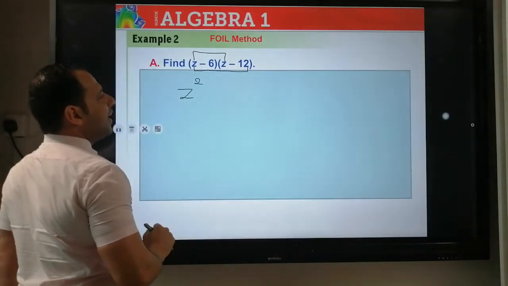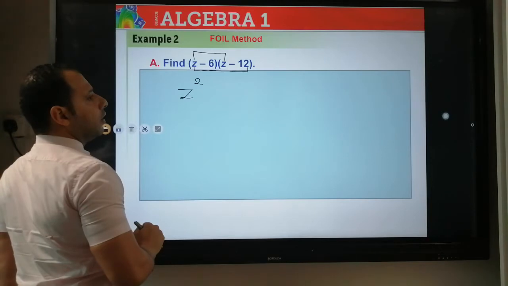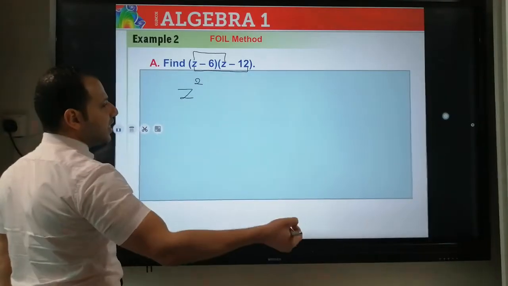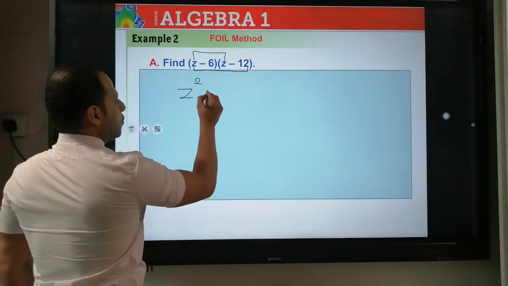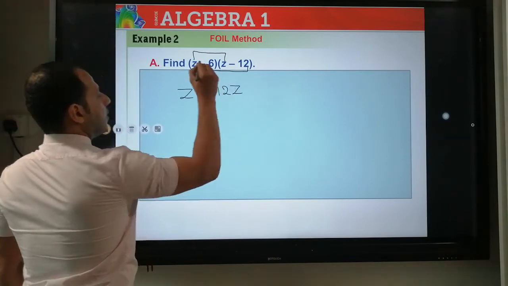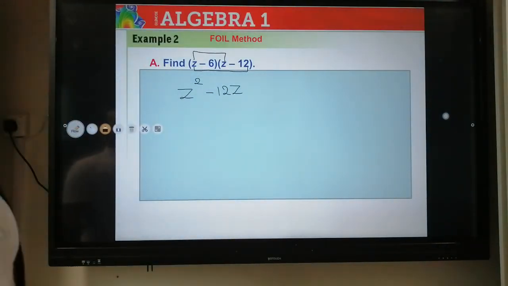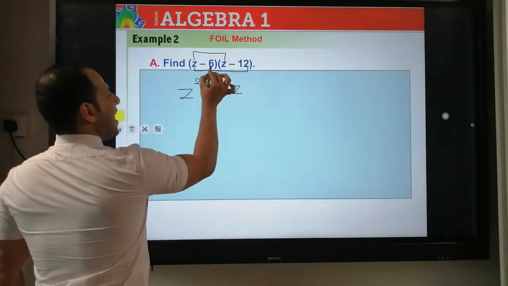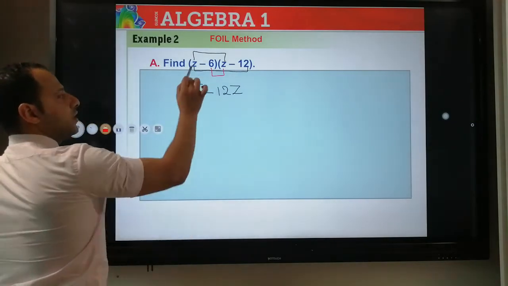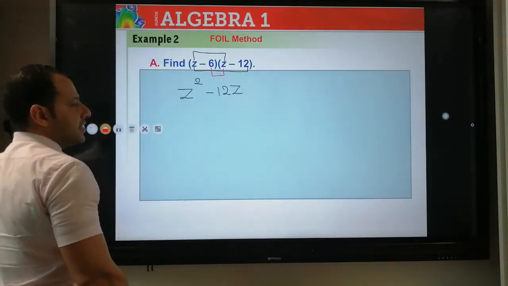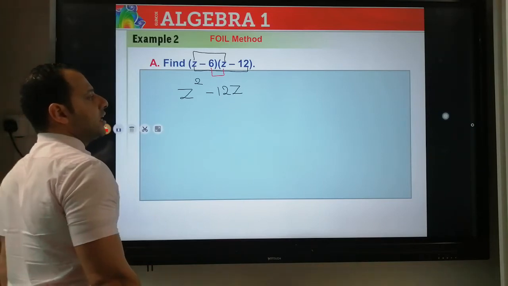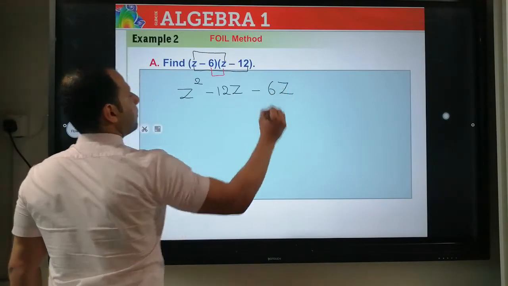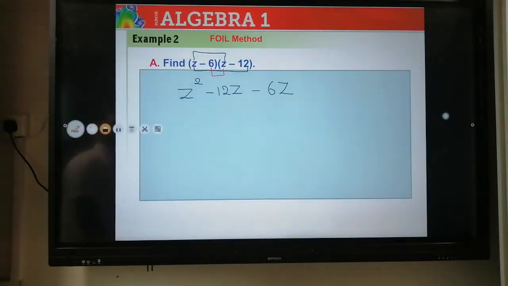Z multiplied by negative 12 equals negative 12z. Pay attention to the sign. So negative 12z. After that, I means the inner. So negative 6 multiplied by z is negative 6z. And what about the letter L?